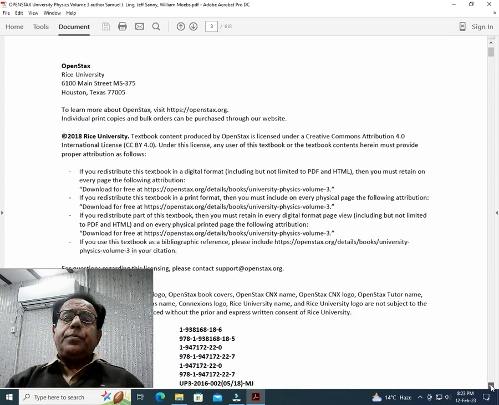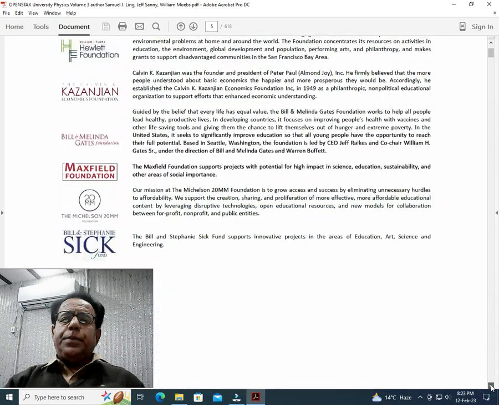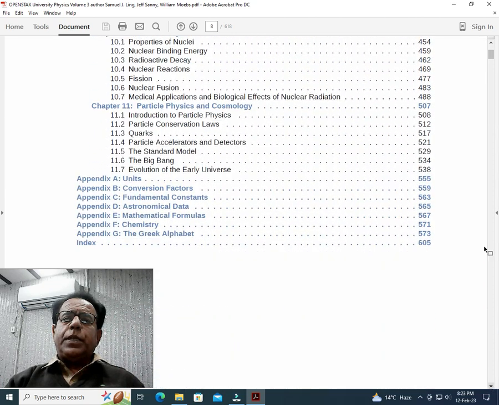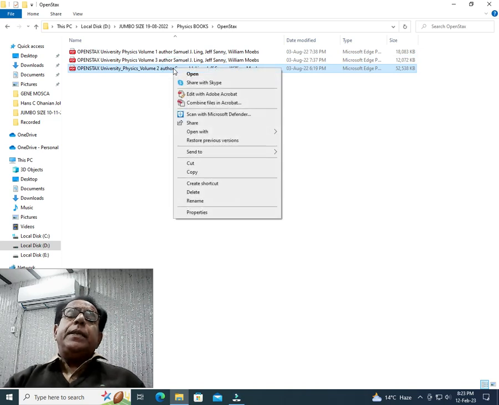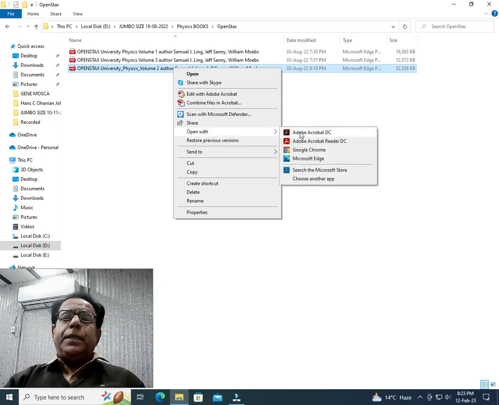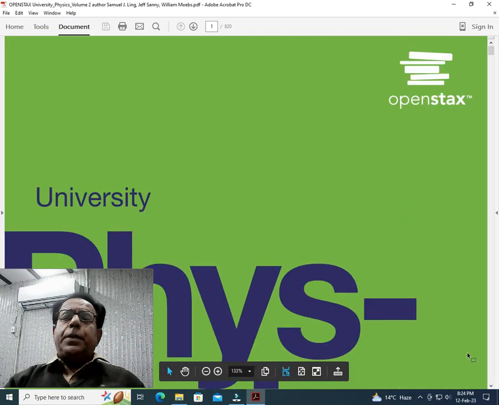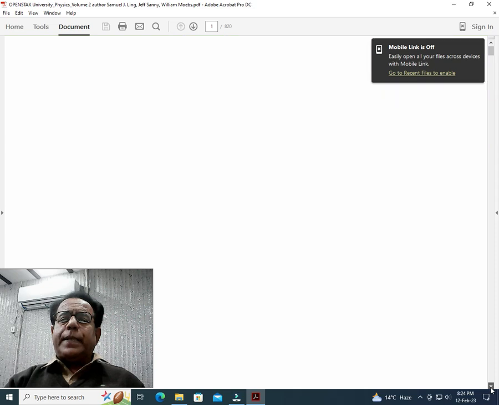Copyright 2018. These are the contents of this book. Now we open the third. No, sorry. First we opened volume 1, then we opened volume 3, and now we are opening volume 2. This is the University Physics volume 2, OpenStax.